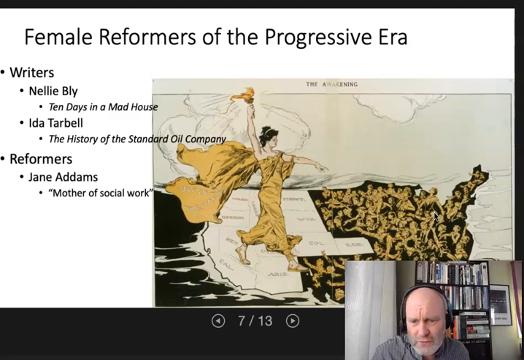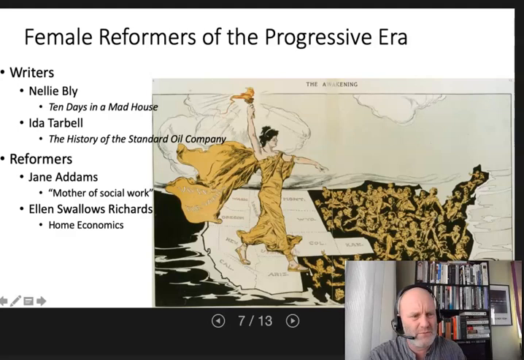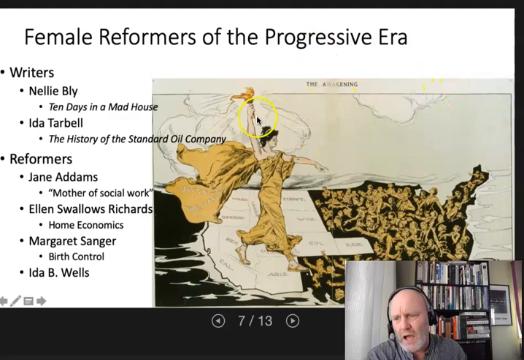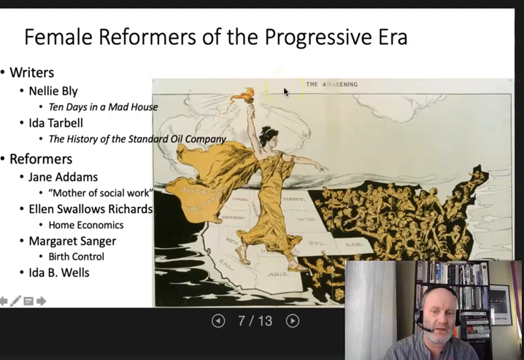Ellen Swallow Richards, I think, is home economics. So if you'll remember Taylorism, right? So let's start with Fordism. Fordism, you know, is the assembly line. Tonk, tonk, tonk, tonk. Worker doing one task all day long.